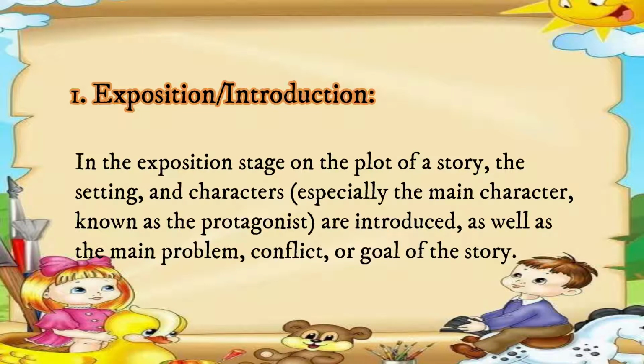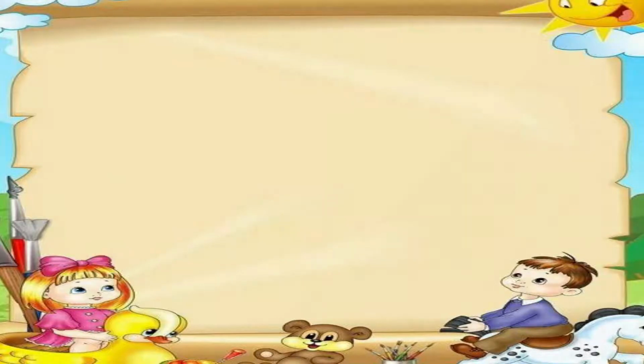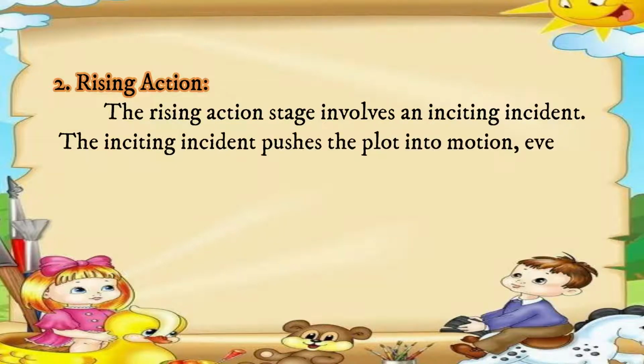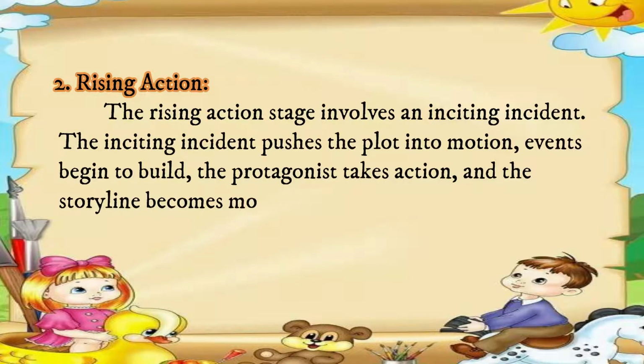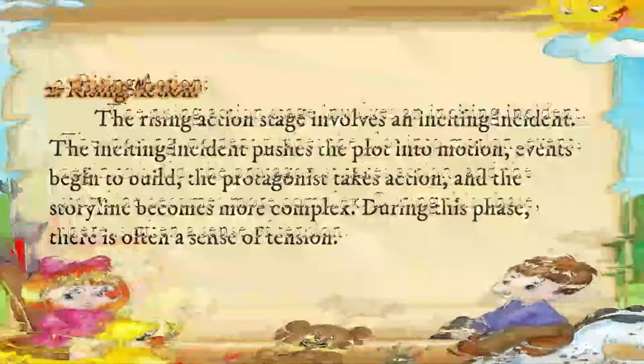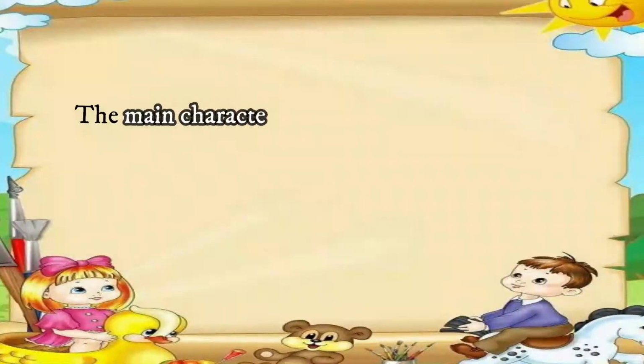Number 2, the rising action. The rising action stage involves an inciting incident. The inciting incident pushes the plot into motion. Events begin to build. The protagonist takes action and the storyline becomes more complex. During this phase, there is often a sense of tension. This happens when a series of events build up to the conflict.